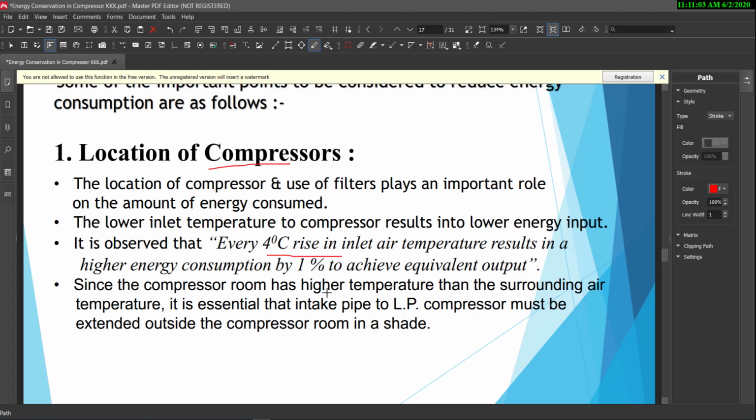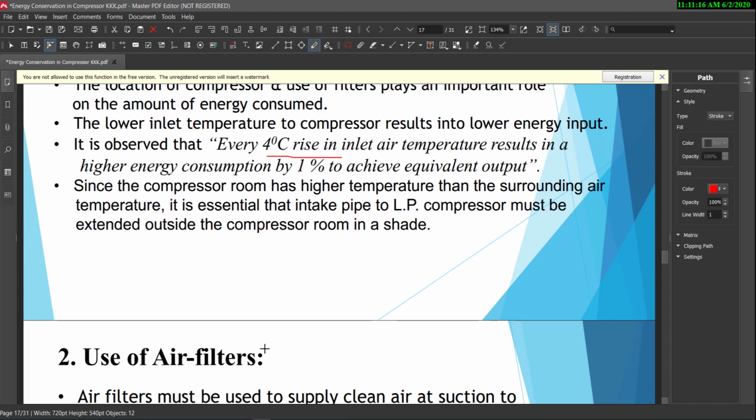Since the compressor room has a higher temperature than the surrounding air temperature, it is essential that the intake pipe to a low pressure compressor be extended outside the compressor room, in a shade.